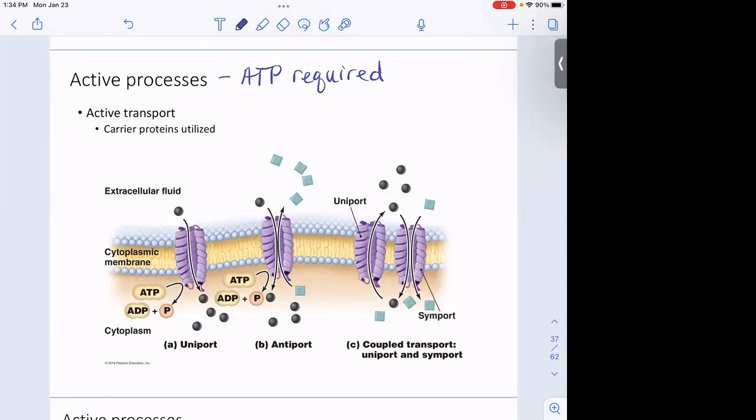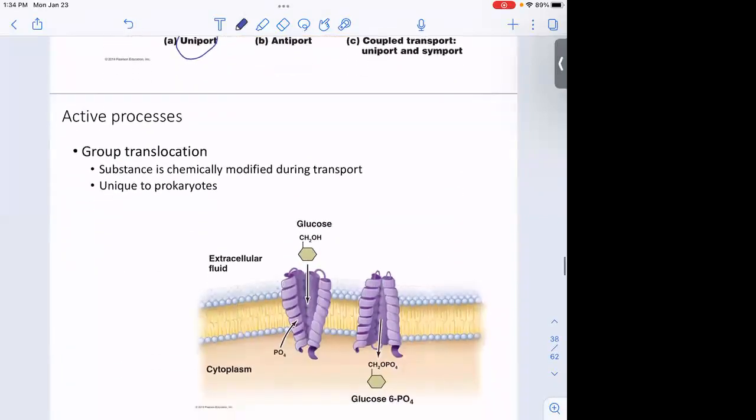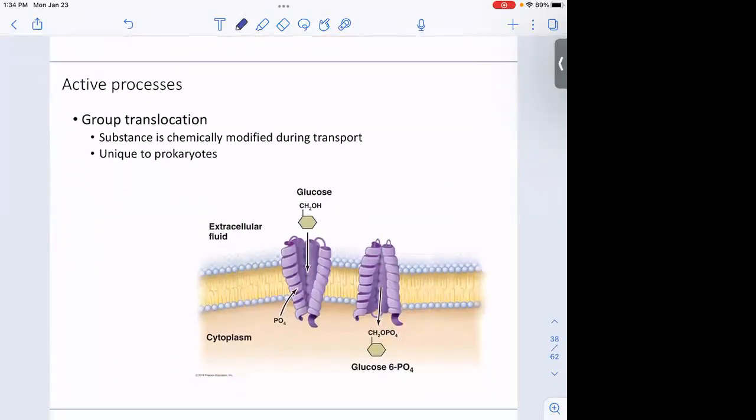So again, a uniport is just that protein channel in one direction. With the antiport or the coupled transport, basically it's just a little bit more energetically favorable for something to diffuse out, like an ion or something like that, so that whatever the cell really needs can be transported in.